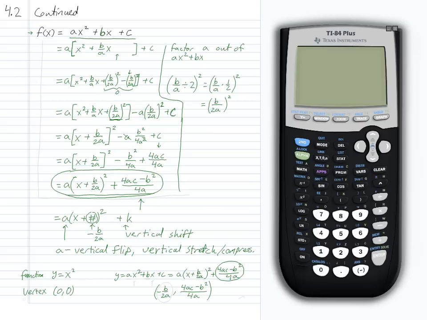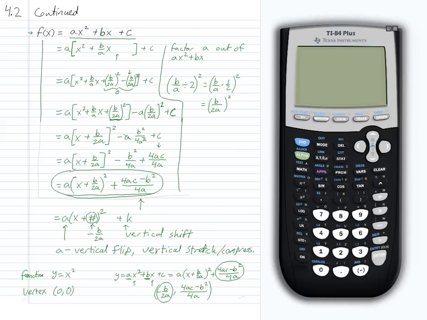Now generally, to find the vertex, you would find the x-coordinate first as negative b over 2a. Here I'm talking about a and b from the original equation. And then once you have that x-coordinate, plug that back in for x to find the y-coordinate. So that is what is being detailed there in Theorem 4.7, how to find the vertex.